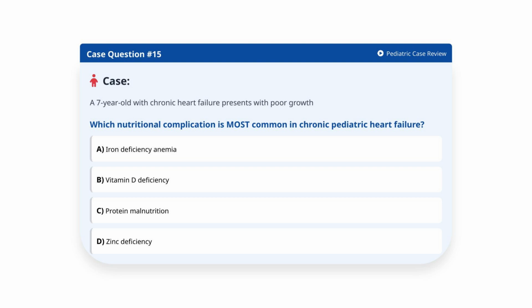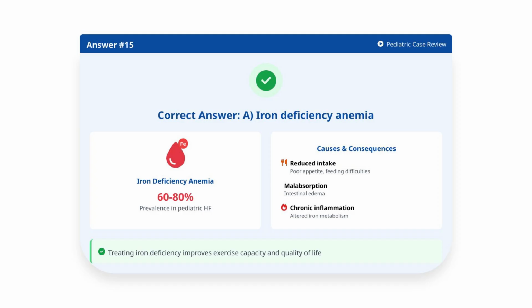A 7-year-old with chronic heart failure presents with poor growth. Which nutritional complication is most common in chronic pediatric heart failure? Is it A, iron deficiency anemia, B, vitamin D deficiency, C, protein malnutrition, or D, zinc deficiency? The correct answer is A, iron deficiency anemia.